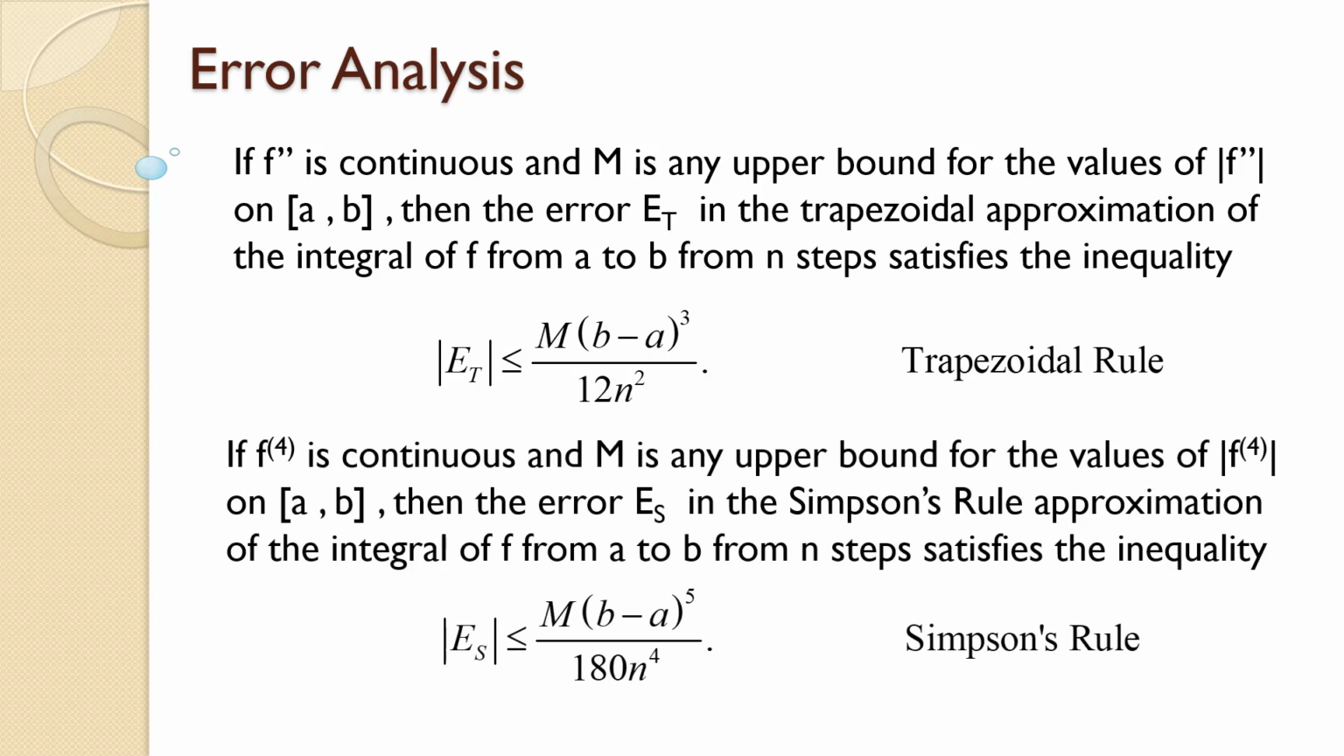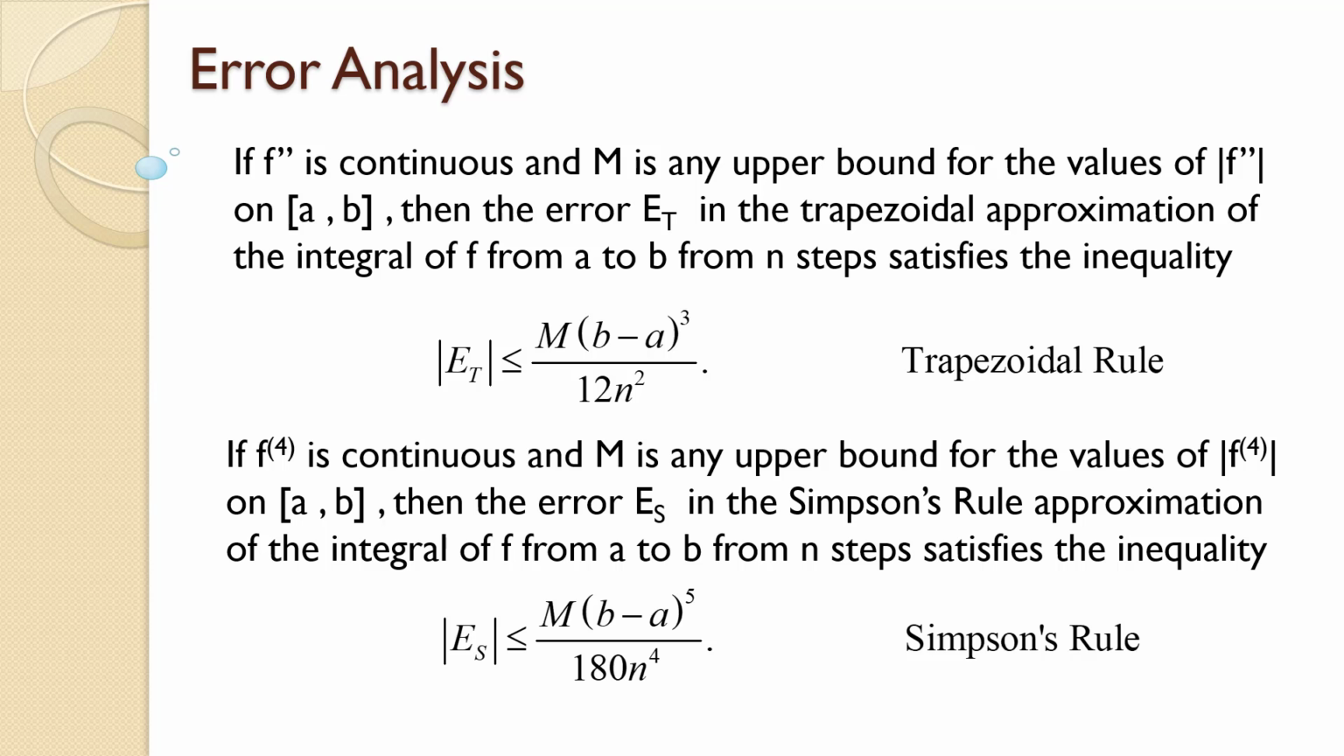You can get the same kind of result, but much, much stronger, for Simpson's rule. It says that if the fourth derivative is continuous and M is any upper bound for the values of the absolute value of the fourth derivative on that interval, then the error in using Simpson's rule to approximate the integral of f from a to b using n steps, where n is even, satisfies the inequality that the absolute value of the error is no more than that bound M times (b minus a) to the 5th power all over 180, and here's the kicker, times n to the 4th.